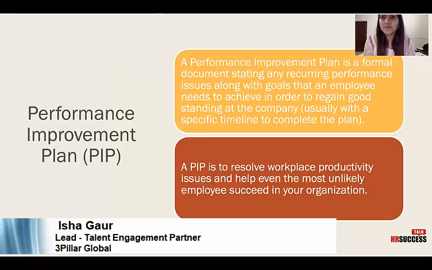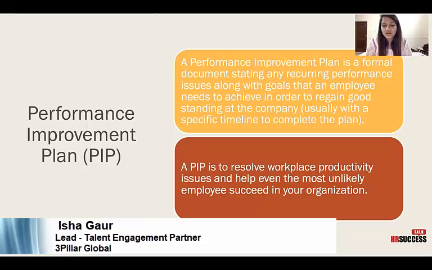So basically, a performance improvement plan is a formal document stating any recurring performance issues along with goals that an employee needs to achieve in order to regain good standing at the company, usually within a specific timeline to complete the plan. A PIP is to resolve workplace productivity issues and help even the most unlikely employee succeed in your organization. So in such cases, the manager is actually advised to give frequent feedbacks to the person who's not able to perform well in the organization.